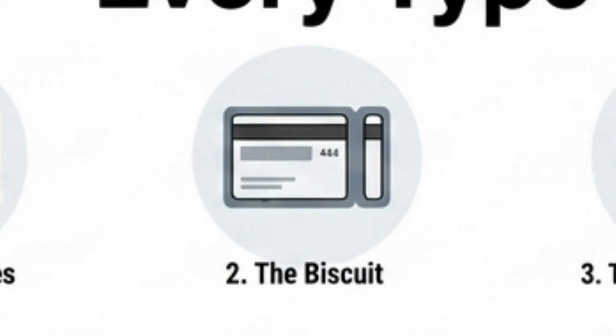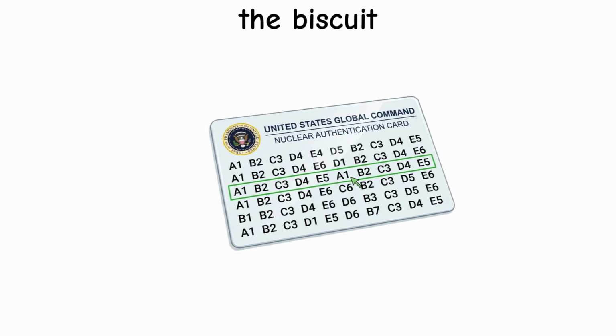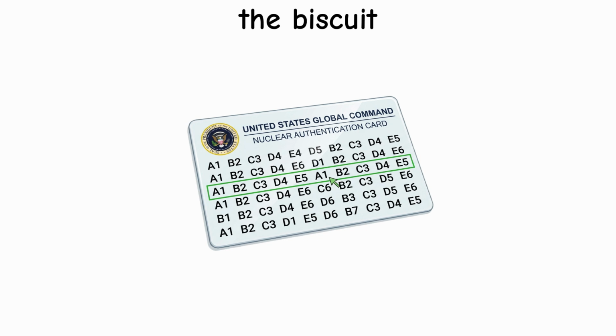2. The biscuit. The plastic card that contains the gold codes. It is called a biscuit because it is about the size and shape of a cracker. The president carries it in his coat pocket. If the president dies, the vice president gets his own biscuit immediately.